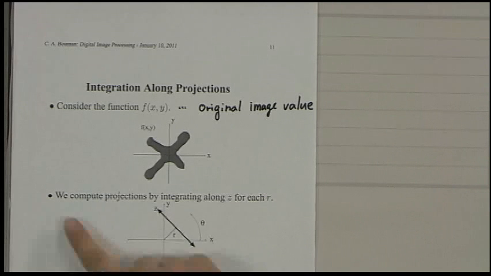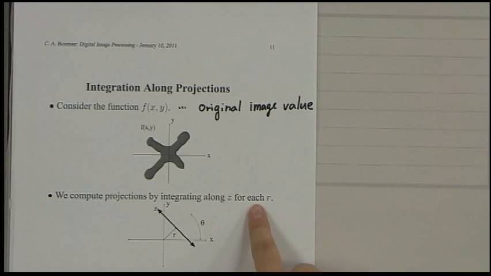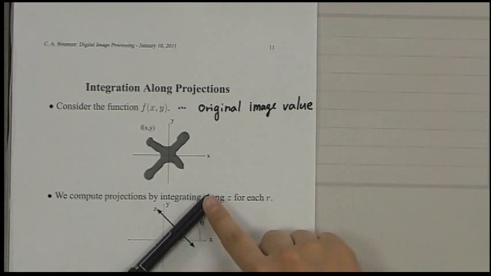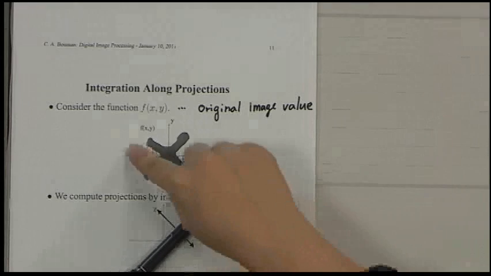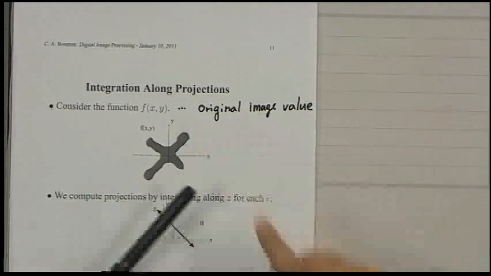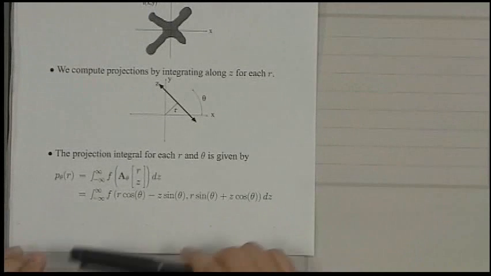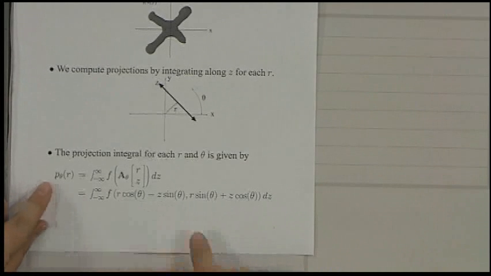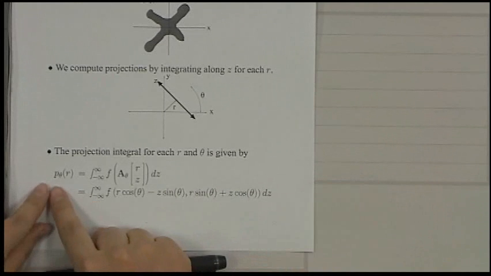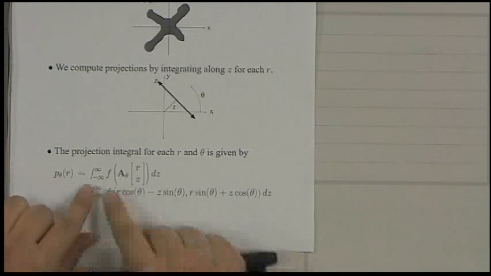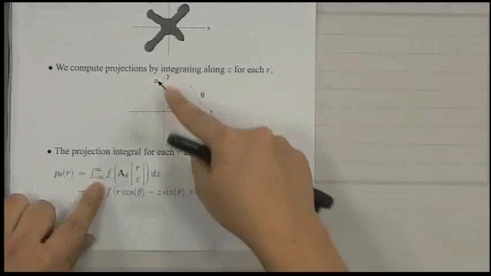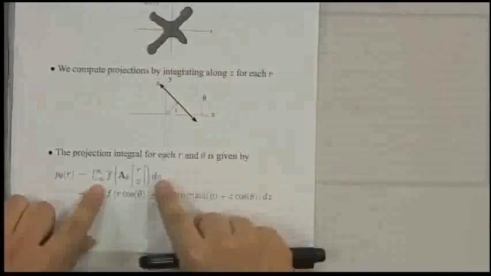And then we compute the projections by integrating along z for each r. So we are thinking about this line with angle theta, and then we take projections. Then if we calculate the projection integral, the equation is like this. So p(theta, r) equals an integral along the z direction. We take the integral in this direction.